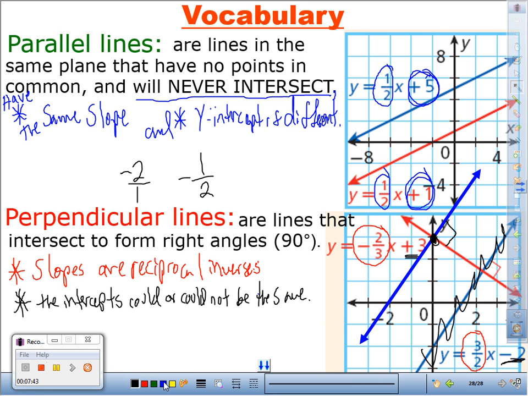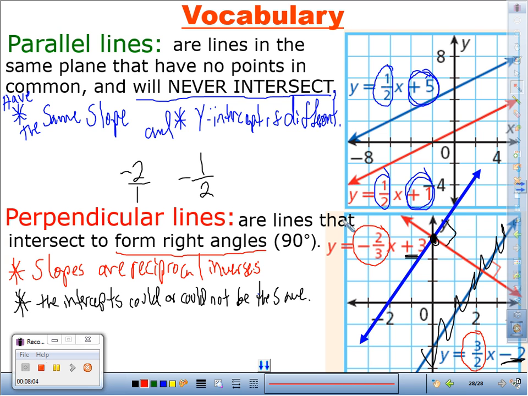So this is what I want you to write for the definition. Perpendicular lines form right angles, have slopes that are reciprocal inverses, and the intercepts could or could not be the same. So it doesn't really matter whether you write the same intercept or not. Everybody got it? Okay, let's move on.